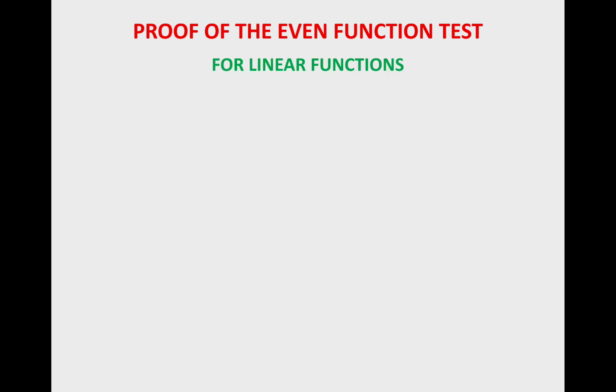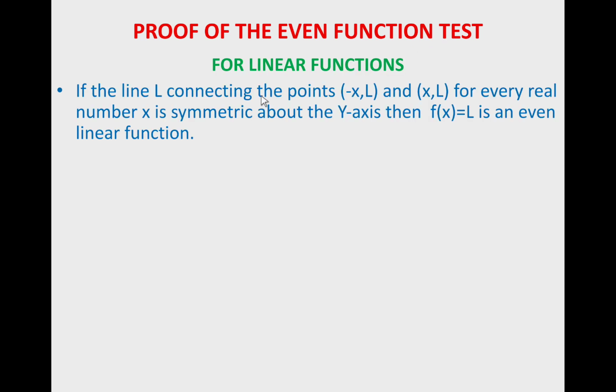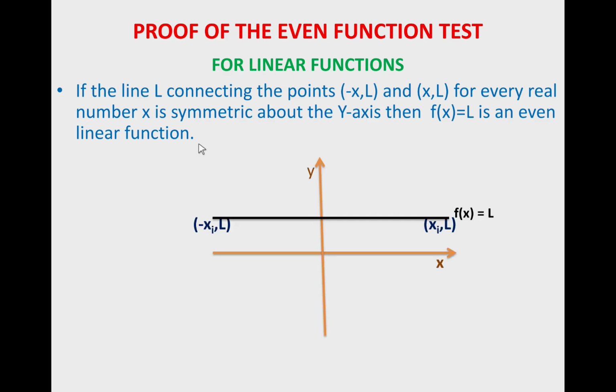To start with, for the linear function, our hypothesis: if the line L connecting these 2 points minus x comma L and x comma L for every real number x is symmetric about the y-axis, then f of x equal to L is an even linear function. Let's go ahead and depict what we just said.